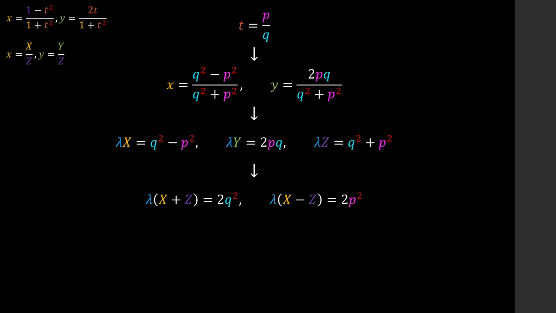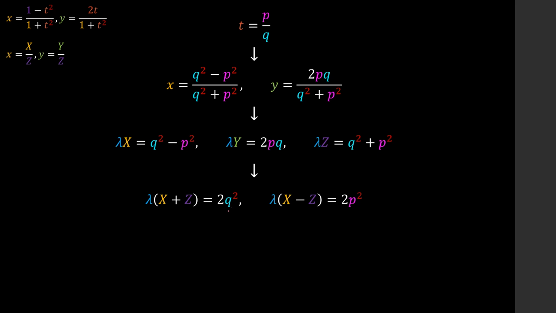If I add these two equations, and if I subtract these two equations, I get lambda times x plus z equals 2q squared, and lambda times x minus z equals 2p squared. What that tells us is that lambda divides 2q squared, and that lambda divides 2p squared. The thing is, I argued that p over q is in lowest terms, which means q and p don't have a common divisor. So let's assume for a second that lambda divides q squared. Well, then lambda has to divide q.